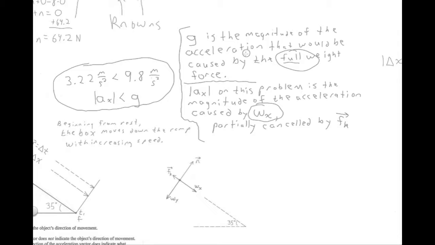In free fall, the acceleration is caused by the full weight force, not canceled out by anything else. But on this problem, a sub x is being caused only by one component of the weight force, which furthermore is being partially canceled by friction. So for those two reasons, it makes good sense that the magnitude of the acceleration on this problem is less than the magnitude of the acceleration would be in free fall. So if a sub x had come out to be bigger than 9.8 meters per second squared on this problem, I hope you would have realized that you had made a mistake.